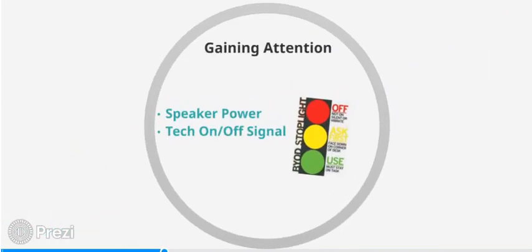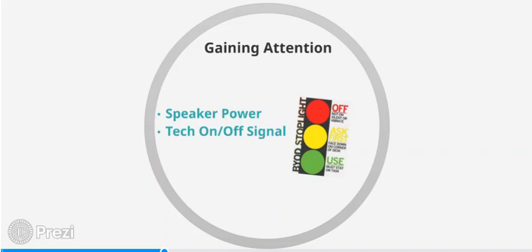For gaining attention, this really means you want a nonverbal signal to tell your students, stop what you're doing, we're going to not be using technology right now, listen to these instructions. So speaker power, that is where if you're in a computer lab, you have all of the speakers connected to one power source, so you can turn off the sound on their computers of what they're doing so that they'll know I've got to stop what I'm doing and listen to the teacher.